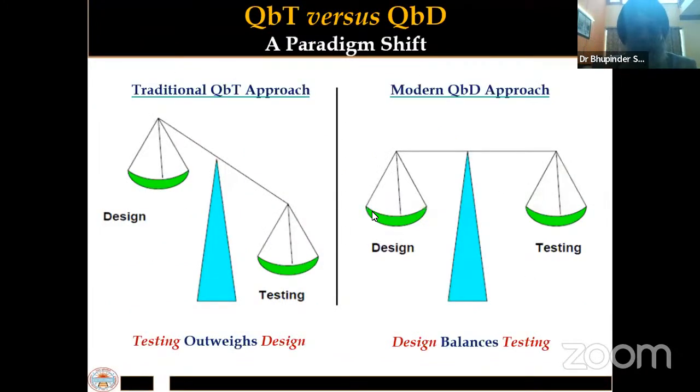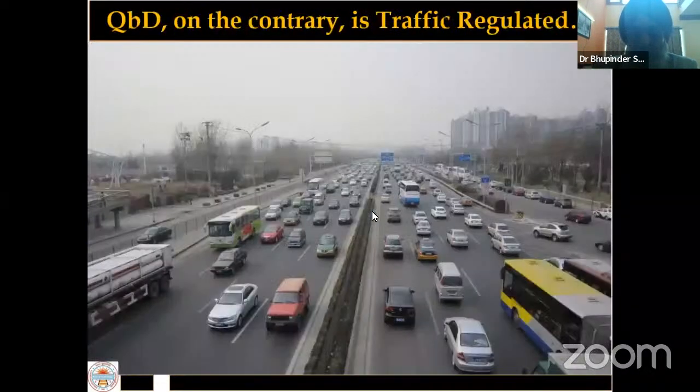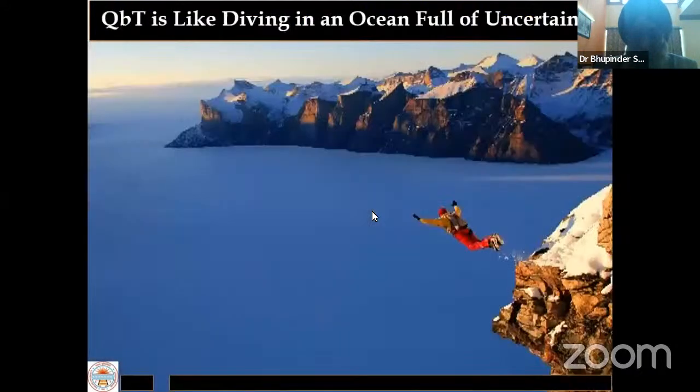So the QbT approach takes testing as the major tool, while the QbD approach takes design, that's planning, as well as testing in a balanced manner. QbT is like the chaotic traffic of our capital, New Delhi, while QbD is like the regulated traffic of a city in California, Los Angeles, which I visited twice in 2004 and 2005.